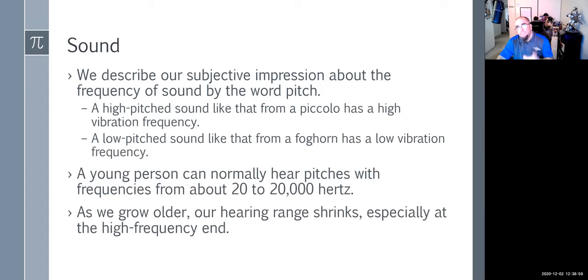We describe our subjective impression about the frequency of sound by the word pitch. So when you hear pitch, it's subjective. A high-pitched sound like that from a piccolo has a really high vibration frequency. A low-pitched sound like from a foghorn has a low vibration frequency. A young person like you guys can hear somewhere between 20 and 20,000 hertz. As we grow older, like I have, that frequency range has shrunk, right? It doesn't help that I probably have gone to a bunch of concerts and ruined my hearing. But just in general, just like everything else in our human body, as we age, our hearing kind of breaks down.